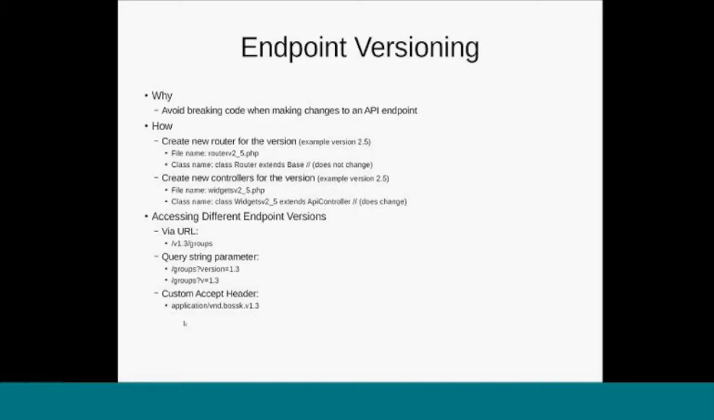And in order to access different endpoint versions, you have a couple of different options. One, in the URL, you can put v and then the version number. So here, switching from version 2.5 to 1.3 would be v1.3 and then / the resource. So here it is groups. You can also do it via the query string parameter. You can pass either version and provide a value 1.3, or you can just pass v. You can also use a custom header like this one here.